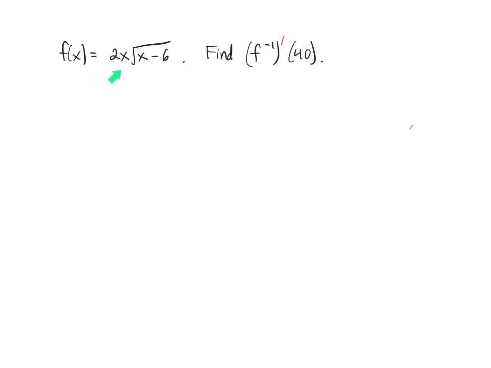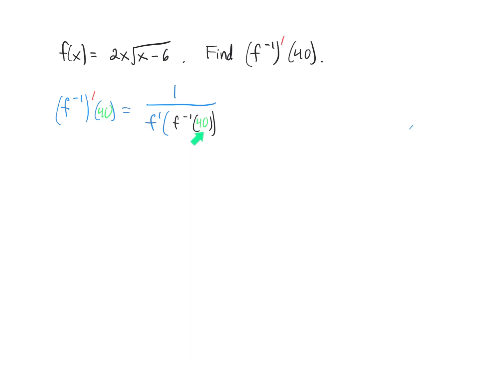So, if we have a function, how can we find the derivative of the inverse function for a given value of x? We use the formula. This is the formula, 1 over f prime of f inverse of x. So we want the derivative of f inverse of 40. So we'll have 40 here.